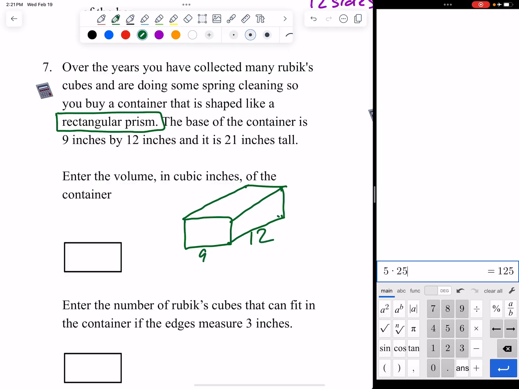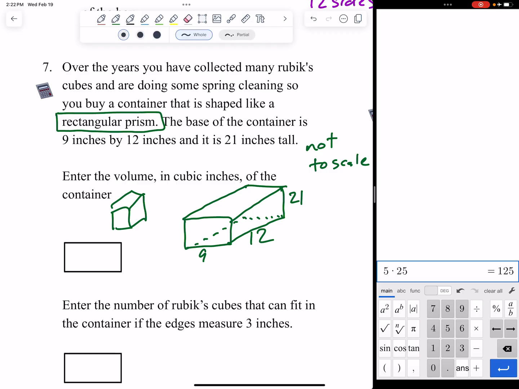And if you don't know what I mean by the base, it's like this. It's the bottom, right? And then the height is 21. Now, does that look like it's 21 inches tall? Doesn't make sense, right? Because the 12 looks way bigger. So this was not to scale. It's just a quick picture I'm drawing, all right? It's no different if I did this, right? Something basic. This one looks more like a box. I'm going to do the same idea. You just got to practice drawing these rectangular prisms.